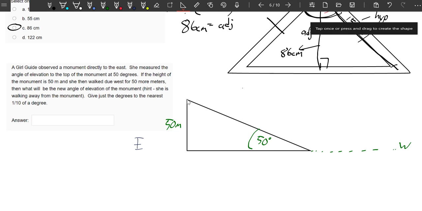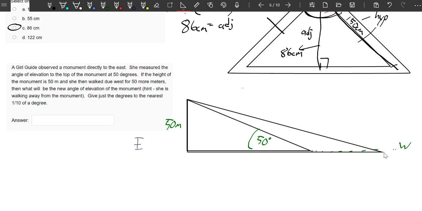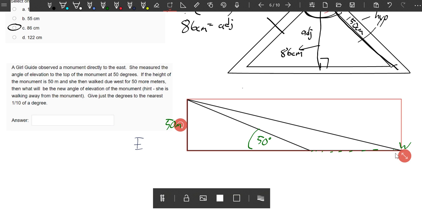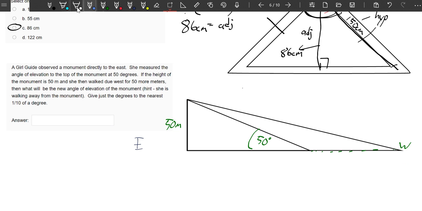So for her new angle of elevation, it's going to be longer, but up to the same height. So here's her second spot. So we want to know what's this angle. We know it's going to be less than 50 degrees, right? That's sharper, that's more acute. But we want to find out what it is. So first we need to figure out something else.